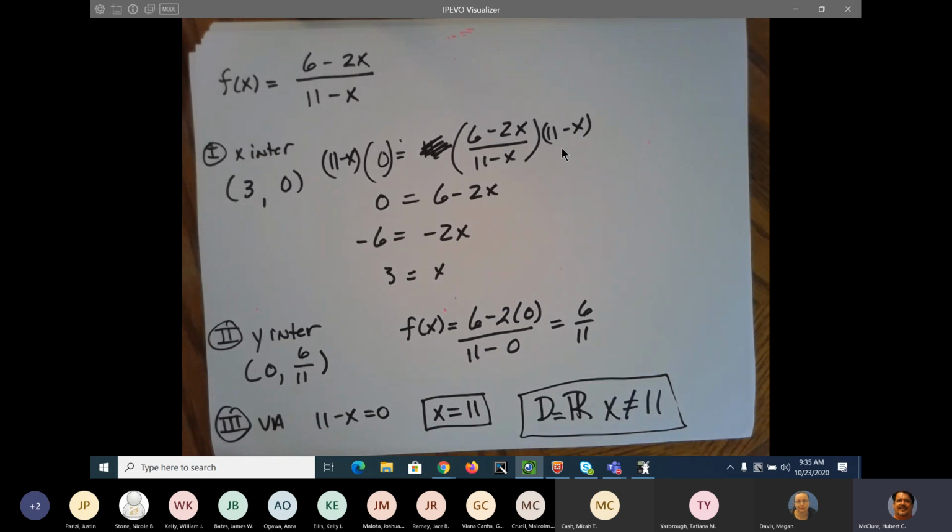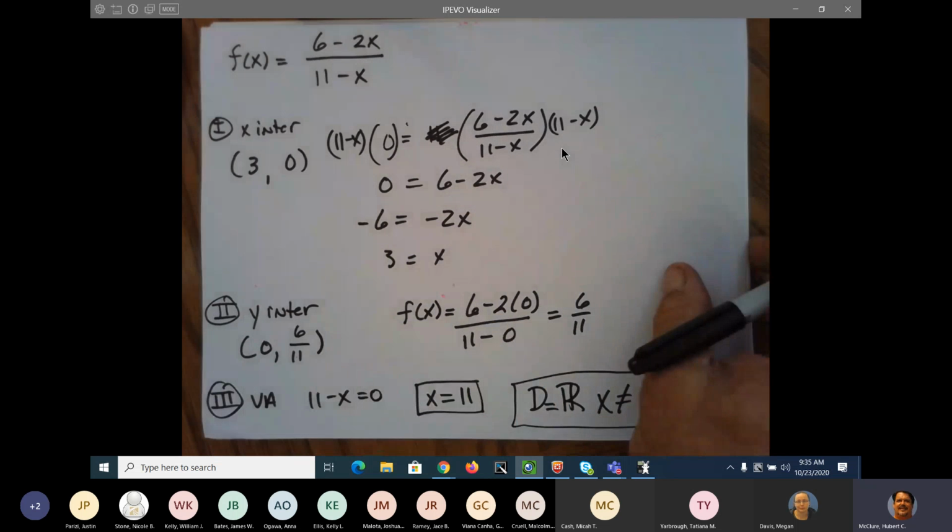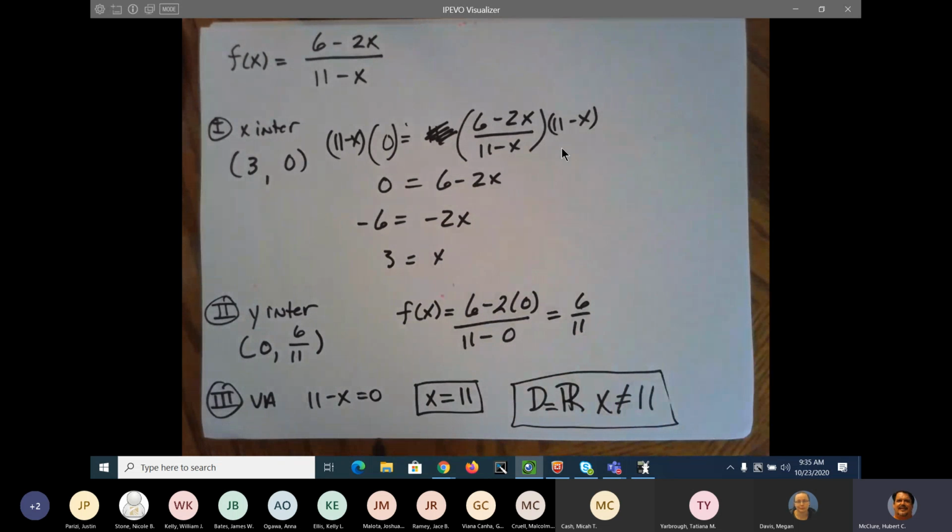Make sure I got that right. Take the 11 over, that'd be negative 11 divided by negative 1. That should be 11. So there's the three things that we can find algebraically. One more thing, I'm going to rewrite it.